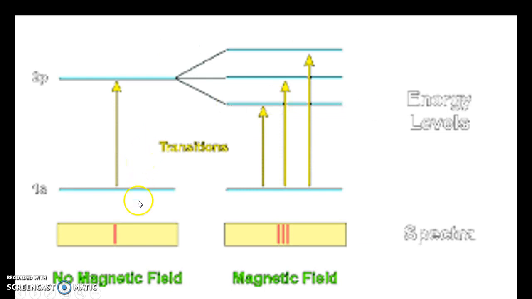Another way to look at this is that when we have no magnetic field, we see a single spectral line. When we induce a magnetic field, we then see 3 spectral lines. And this is for the same atom.